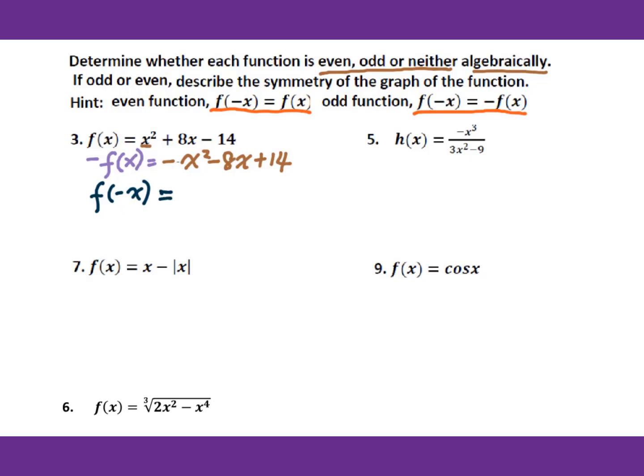The meaning for f of negative x is to change every single x into negative x. Therefore, I plug in, change every single x into negative x, then plus 8 times negative x minus 14. Then work the parentheses out. When you have a negative x squared, that's x squared. 8 times negative x means minus 8x, minus 14.